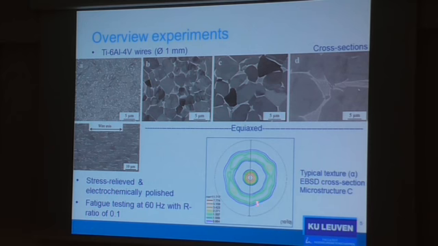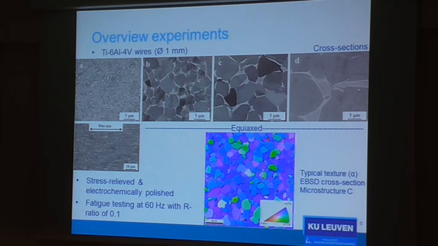I also look at the typical texture. This is a {10-10} pole figure, a prismatic plane pole figure. We see that most of the grains have the prismatic planes perpendicular to the wire axis. If you're not comfortable with the pole figure, I can also show you an EBSD pattern. In this case, all of the bluish grains have a prismatic plane perpendicular to the wire axis, and it's the red grains that have a C-axis along the wire axis, and you see there are almost no red grains. We have a small one here, which is probably secondary alpha.